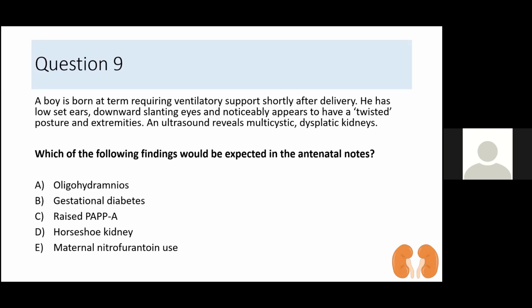10 seconds. Okay. So around 45% have gone for option A, around 30% have gone for option C, and then 20% have gone for option D. Okay, this is a tricky question.